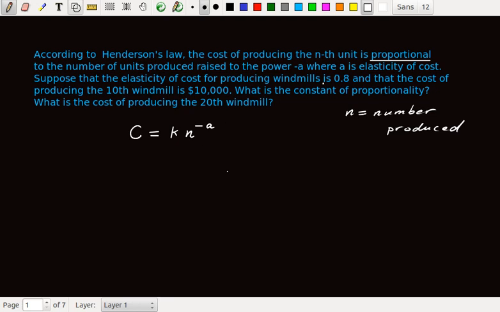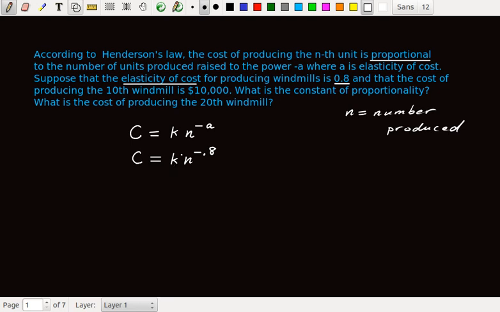Now we're told that the elasticity of cost, which is the A in the minus A, is 0.8. So we can substitute here, and for the cost of making windmills, we can put in 0.8. If we were making something else, then the elasticity of cost might be different. Okay, so far so good. We have C is equal to K times N to the minus 0.8. That's the power.